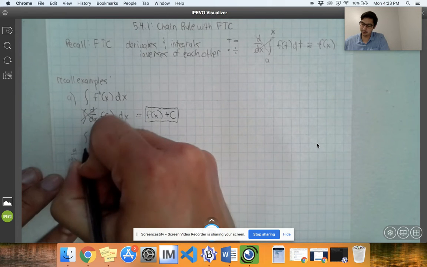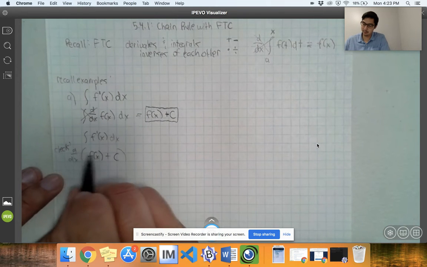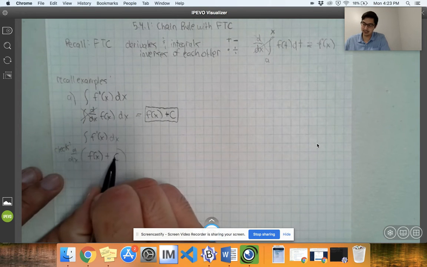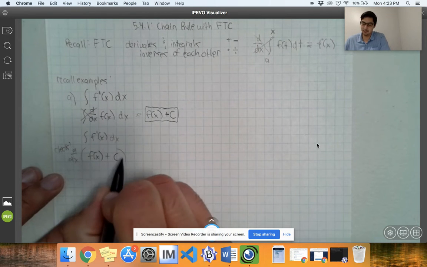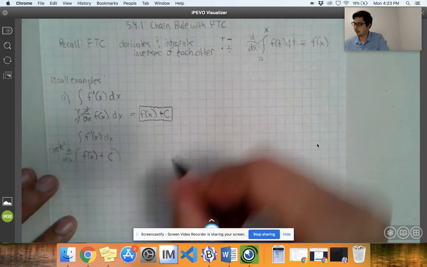And when we take the derivative of all of this to check, that would return us to f prime, and the derivative of a constant c goes to 0. And we have to account for that because that's a possible solution. So that's the first one.